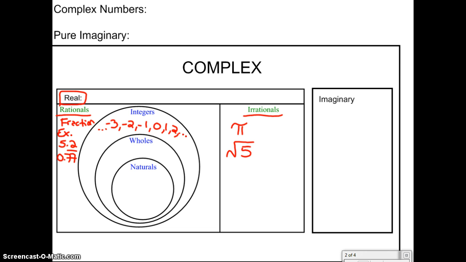And then to be an actual whole number, you have to be 0, and then you have to be positive as well. So we're getting more specific. You start with 0, and you can go up to infinity. But you do not include negative numbers when you're talking about whole numbers. And then natural numbers, the only difference between natural numbers and whole numbers is that we don't have 0. We start at 1.